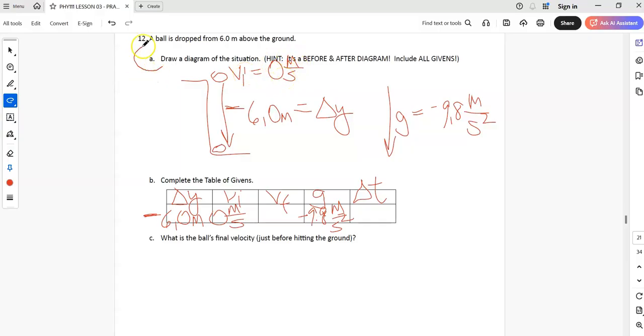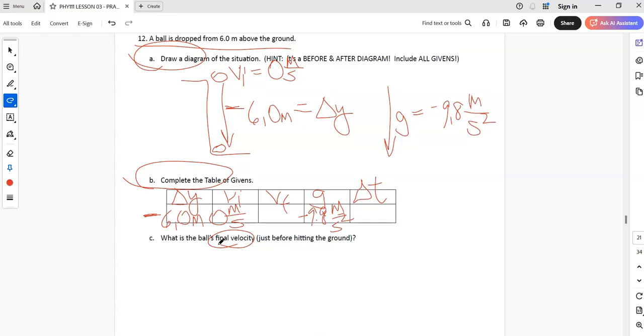And you can do your diagram first, or you can do your table first. Both of them come directly from the wording of the problem itself, so it doesn't really matter which one you do first. Just make sure each of them has at least 3 initial values, 3 given values. All right, so we have our 3 given values. What are we asked for? We're asked for a final velocity, literally right before it hits the ground. Obviously, once it hits the ground, it'll come to a stop, but we're not being asked for the 0 velocity when it hits. We're asked for the velocity right before it hits.